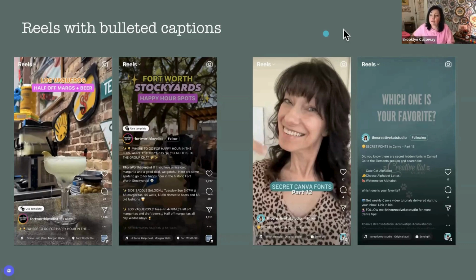So you might want to be inspired to go to Fort Worth. You're probably inspired to go to Fort Worth, even though it's an informative post. And here you're probably inspired to go use Canva and search up these 3 secret fonts. So information doesn't have to be boring.